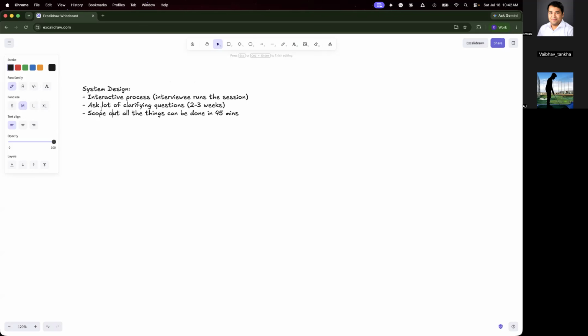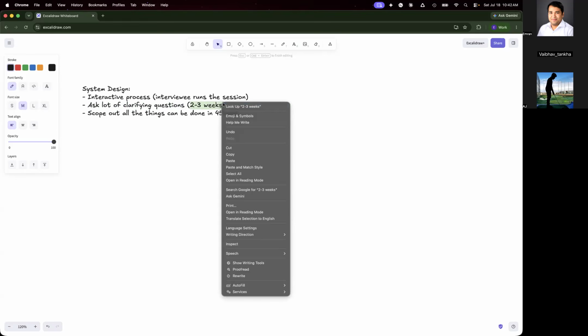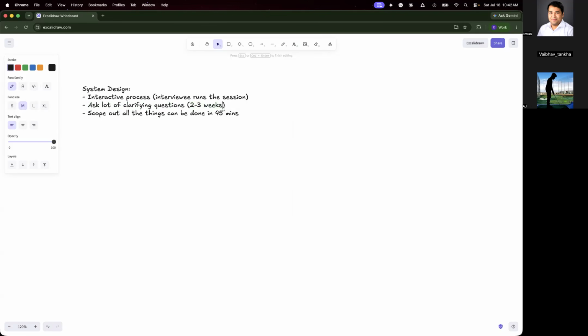By asking a lot of clarifying questions. The main reason for asking these clarifying questions is to figure out how I can scope the backend system, or whatever system you are building, down from 2 to 3 weeks to 45 minutes. So it's a really interesting process: in system design, time management is more important than in any other interview.